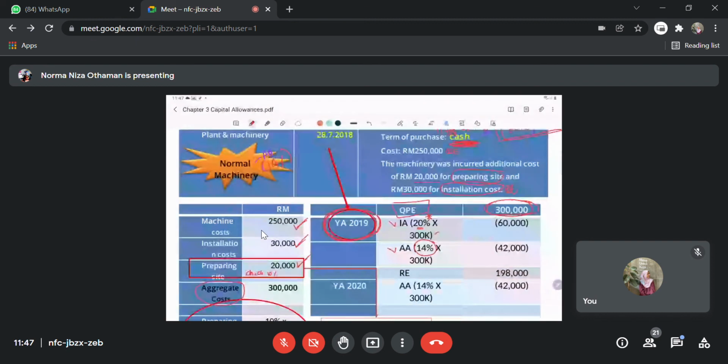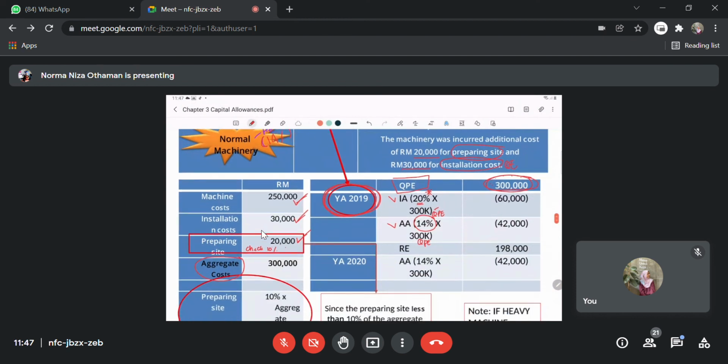For the first year he can also claim the annual allowance. Annual allowances are claimed every year, so the first year can claim too. This is a normal machine, so 14% times the qualifying plant expenditure. Remember, you must multiply with the QPE. So you get 42,000.